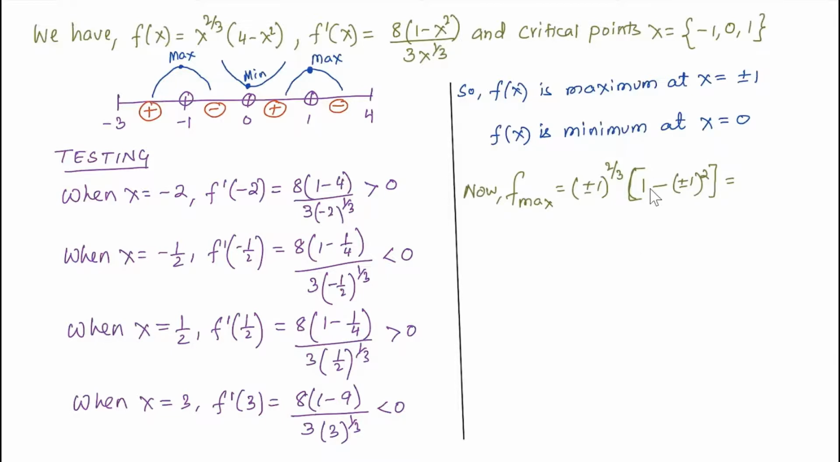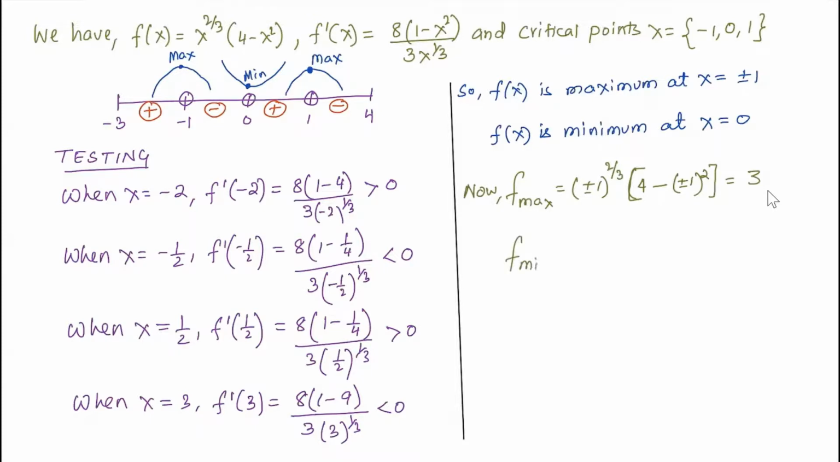Now, this is not 1 minus. I think it's 4 minus. Yes, it is 4 minus. Over here, plus or minus 1, it can be positive 1 or negative 1. And if you put that in parentheses and raise to power 2/3, you can try that in a calculator. This is always 1. And inside the parenthesis, plus or minus 1 squared is also 1. So here we have 4 minus 1, which is 3, multiplied by 1, that is 3. So the maximum value of the function is 3.